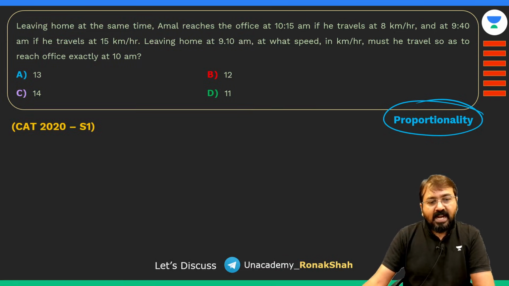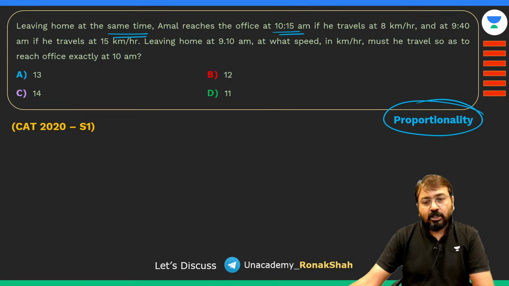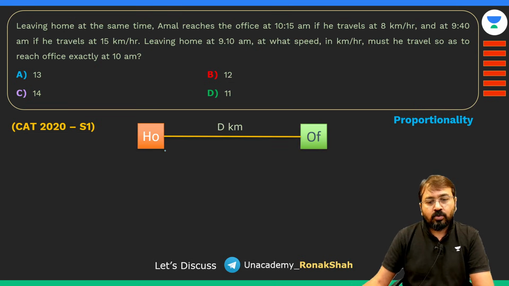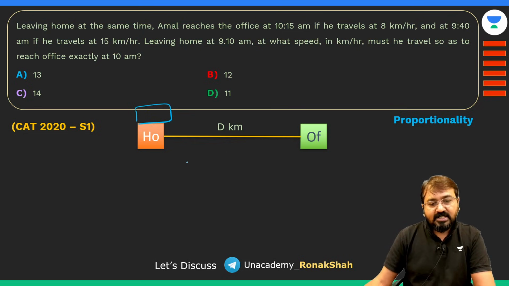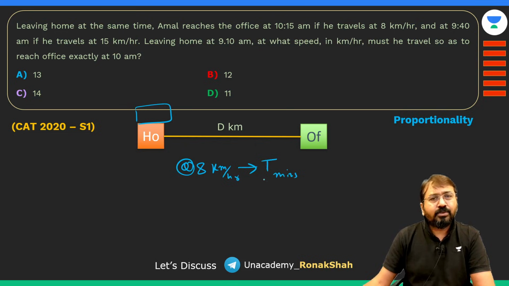So leaving home at the same time, Amal reaches the office at 10:15 a.m. if he travels at 8 km per hour. Once again we can depict this situation, home, office. We don't know the distance, so we can assume d km. And we also don't know what time he is leaving. But we know that if he travels at 8 km per hour, then let's assume he takes t hours or t minutes, it doesn't matter whether you take minutes or hours over here, and he reaches the office at 10:15. I'm taking this time in minutes over here.